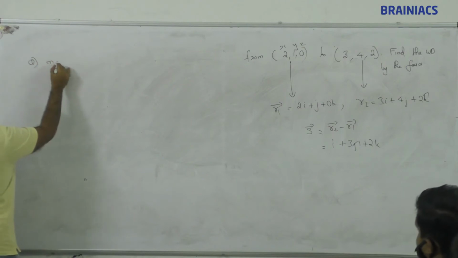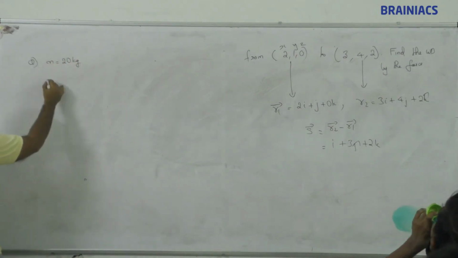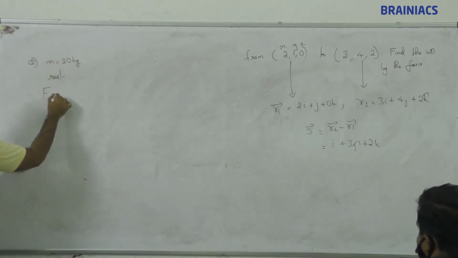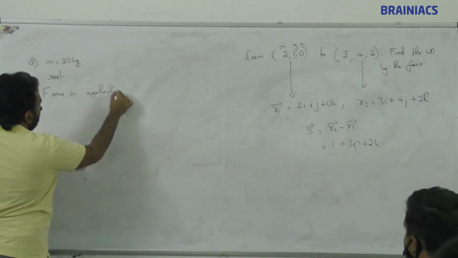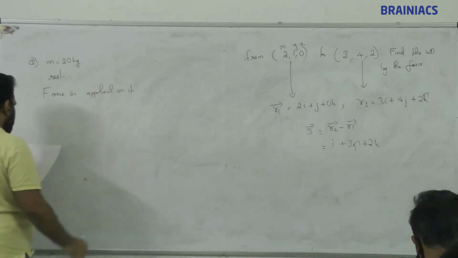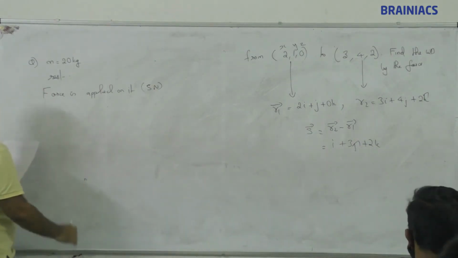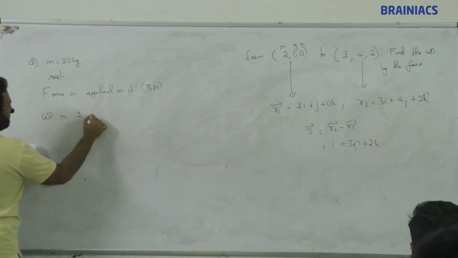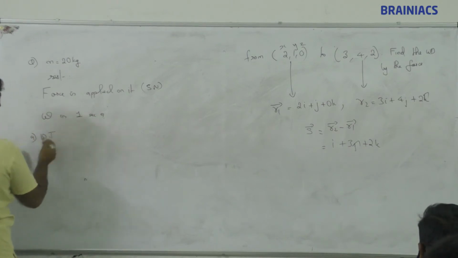Mass of a body is 20. This is at rest. A force is applied on it, 5 Newton. What is the work done in 1 second?